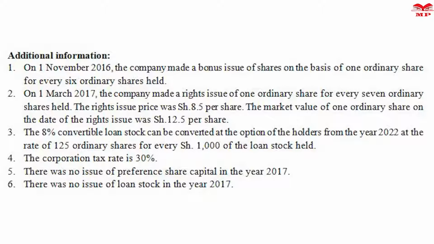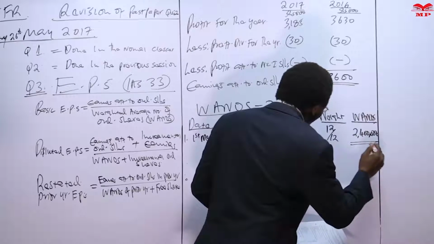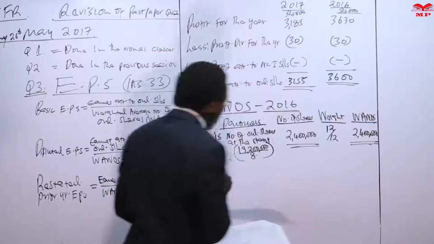So it means that in this year, we didn't have any other transaction. Look at note number 2, that's for 2017. Nothing else. So for this year, we don't have anything. There was no other transaction, meaning our WANOS is the 2.4 million.